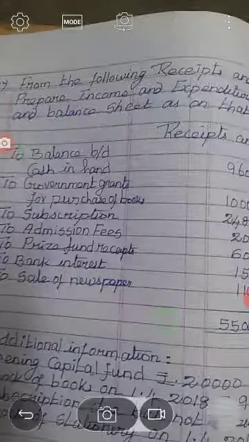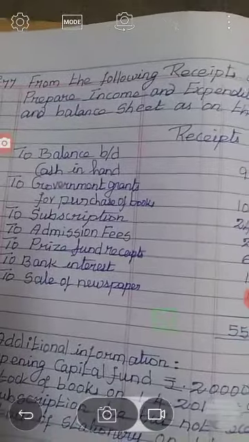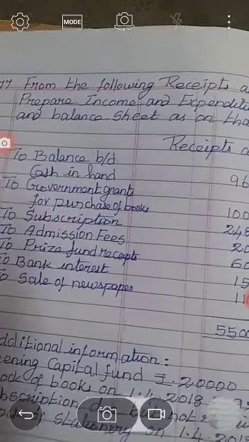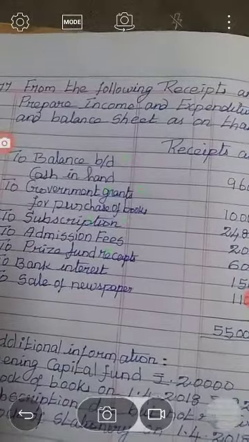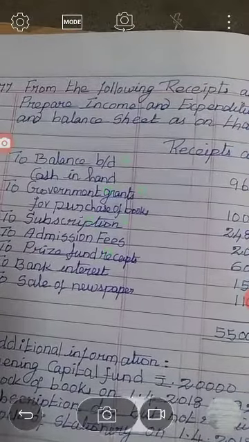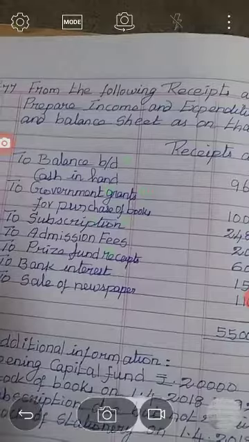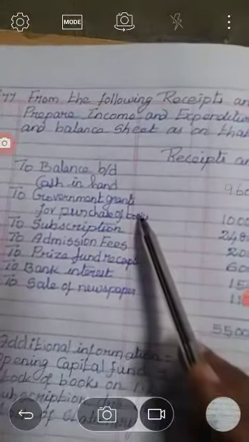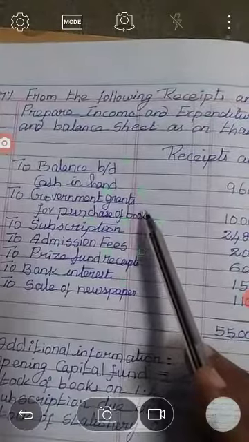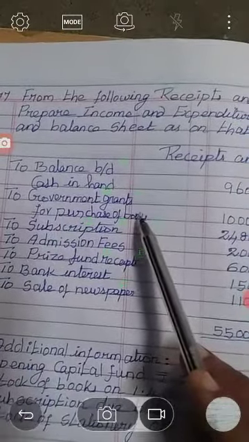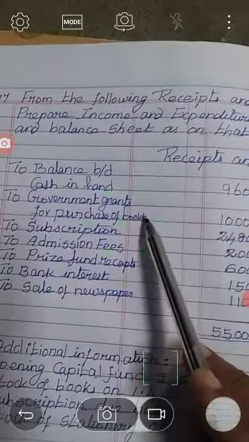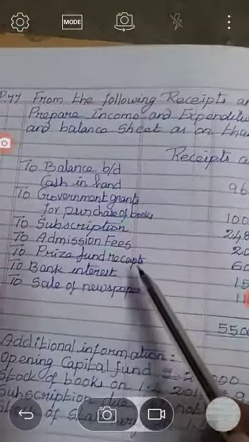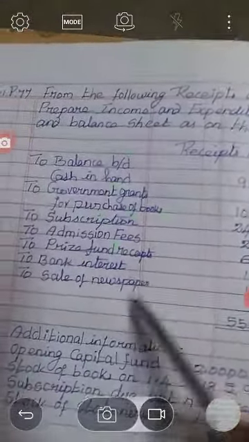Government grant for purchase of books is a special grant given by the government, so we can take it as a capital receipt. It is a specific donation given by the government, so it should be shown on the liability side of the balance sheet. Then subscription, admission fees, prize fund receipt, bank interest, sale of newspaper.